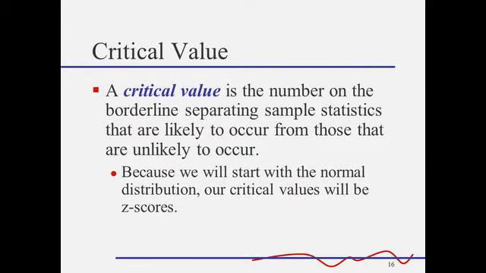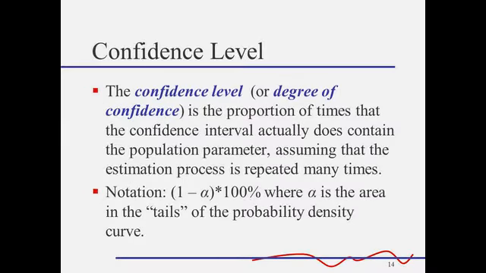So here's our first definition. A critical value is a number that separates statistics that are likely to occur from those that are unlikely to occur. We're going to start out talking about the normal distribution, so in this video, our critical values will be z-scores. The confidence level is the proportion of times that the confidence interval actually does contain the population parameter, assuming that the estimation process is repeated many times.